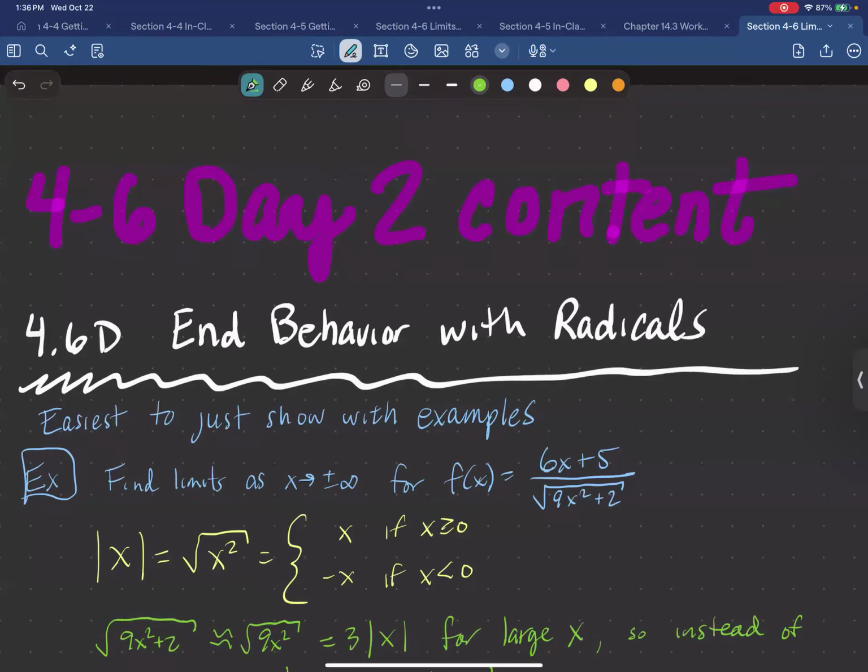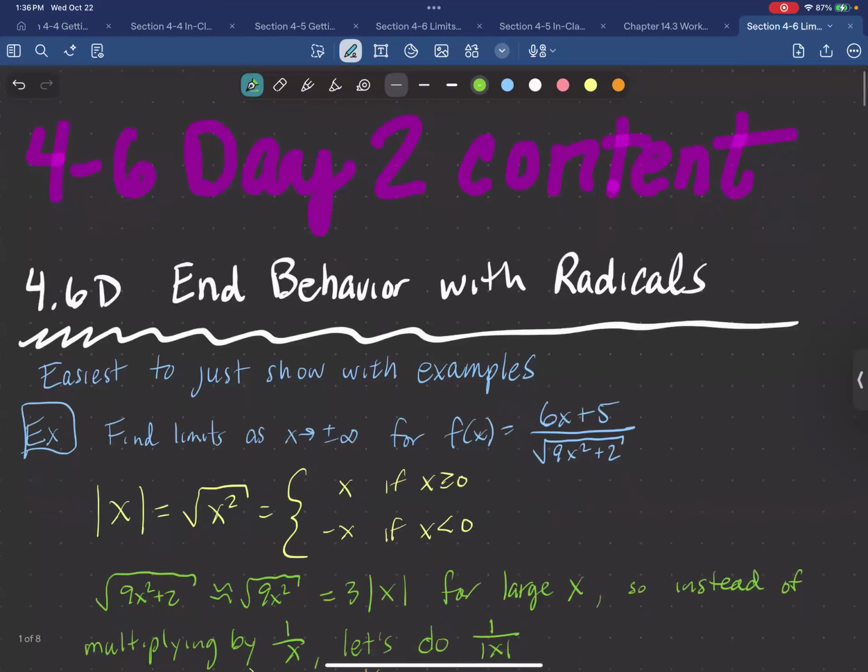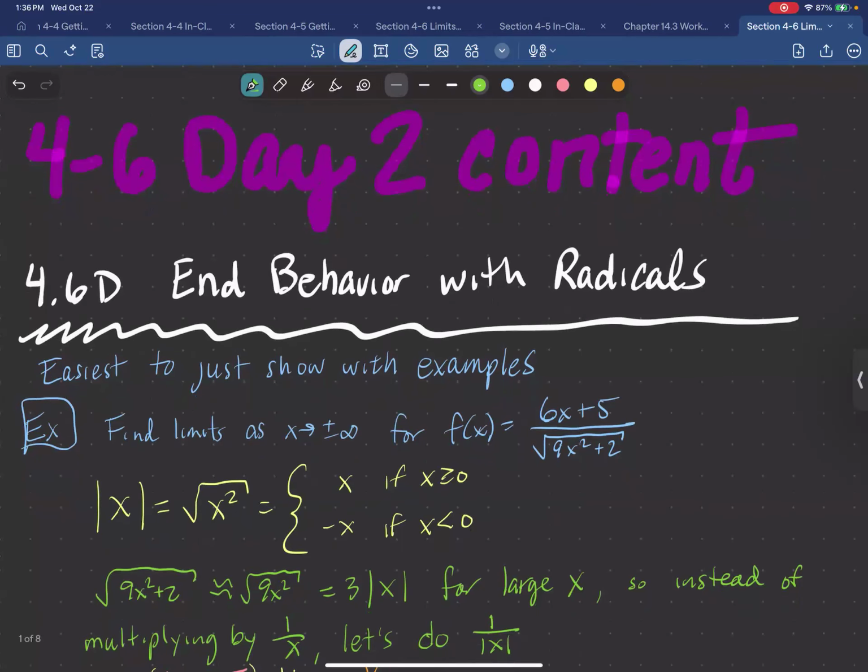Now, if we look at the bottom, the square root of 9x squared plus 2, for large x, that 2 becomes unimportant. If I stick in x as 1,000, this is like 9 million plus 2. The square root of 9 million plus 2 is about the same as the square root of 9 million. So we can drop the 2, and using these rules up above, the square root of 9x squared is 3 times the absolute value of x. So that's for large x.